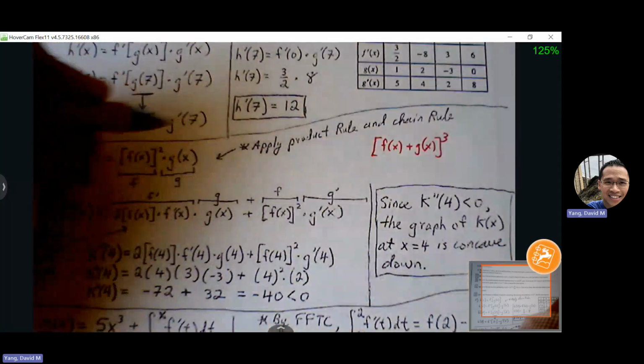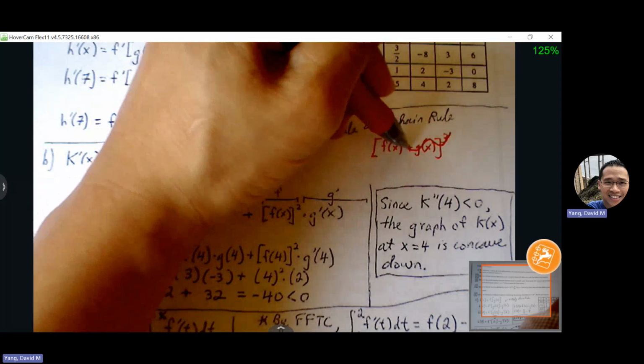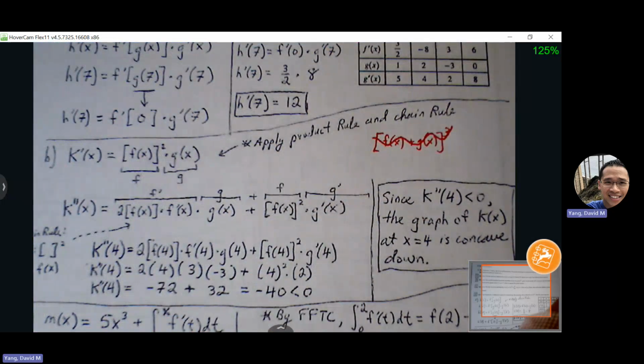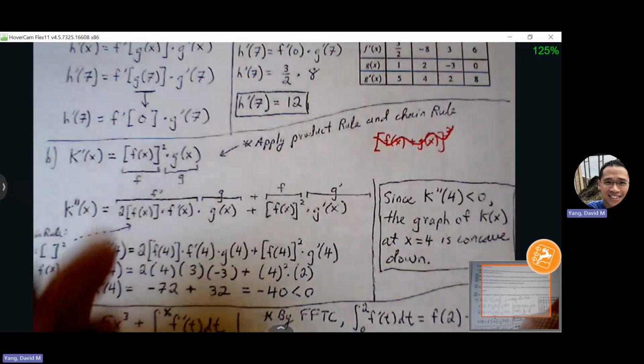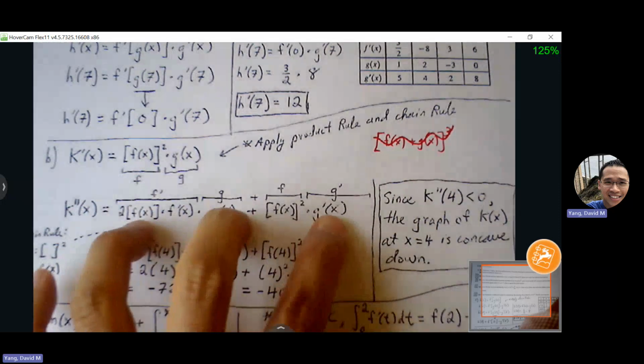So you always want to see what rule impacts more of the problem. Whatever has a larger impact or wider impact, that's what you want to apply first. Okay, good. So product rule has a larger reach, so we're going to apply product rule first. So f prime g plus f g prime, I laid everything out.